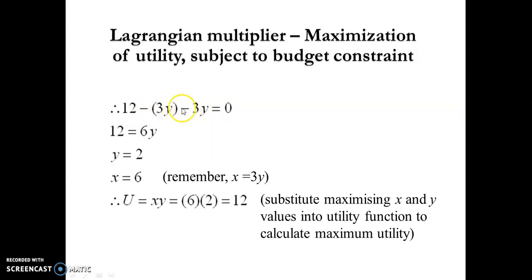And now, of course, that is going to be minus 3y minus 3y. That's going to be minus 6y. And if you take that over, it becomes positive. Hence, y is just going to be 12 divided by 6. That's 2. And hence, x was 3y, so x is 3 times 2, and that is 6. So therefore, your utility function is equal to the product of x and y, that combination of y and x, and it is equal to 12. Do you notice you've arrived at the same answer, although you've used a different method, the Lagrangian multiplier method?